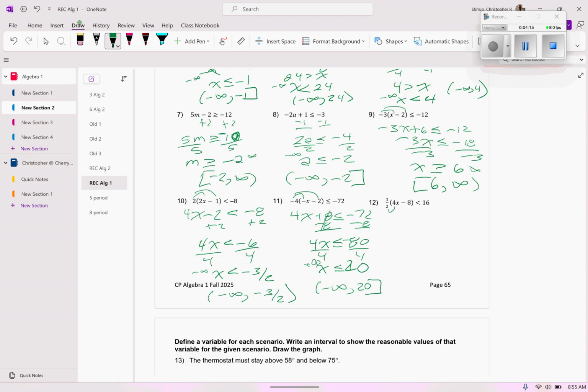What's 1/4 or 1/2 of 4? That'd be 2. What's 1/2 of 8? That'd be 4. You go ahead and add 4 to both sides. Divide each side by 2. So x is less than 10. That's pointing to negative infinity, so it goes from negative infinity to 10, soft bracket.